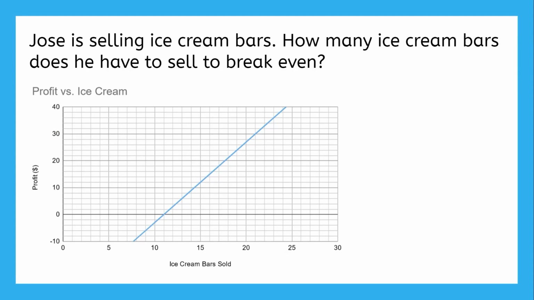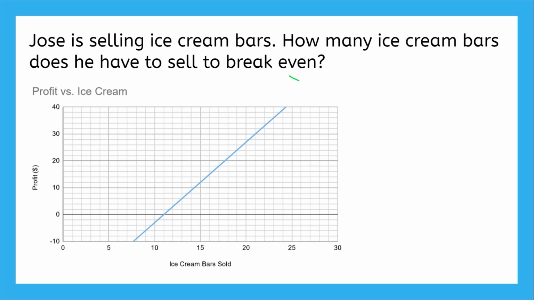All right, next problem. Jose is selling ice cream bars. How many ice cream bars does he have to sell to break even? So what does break even mean again? It means the profit and losses balance out. In other words, we want to find where Jose neither makes nor loses money. So what would we call that point?